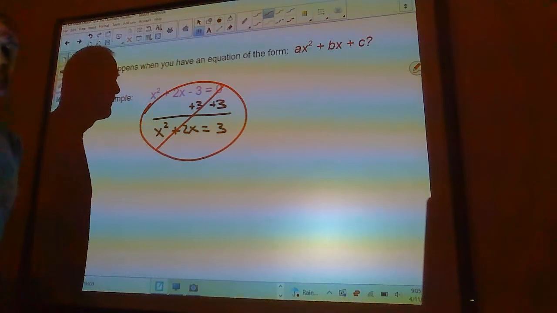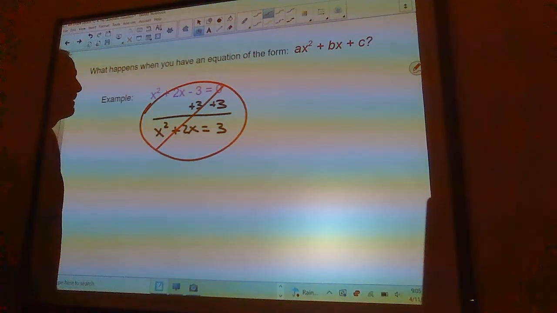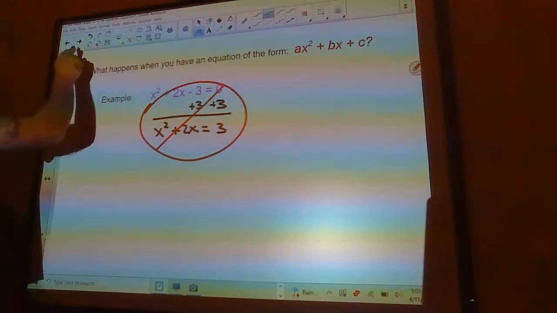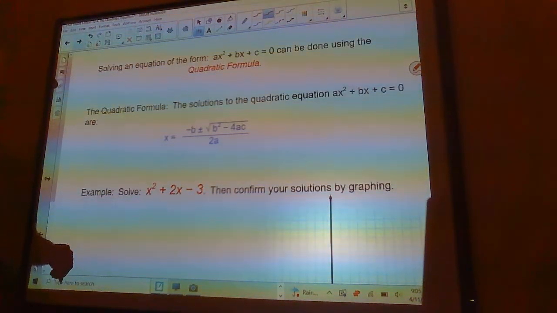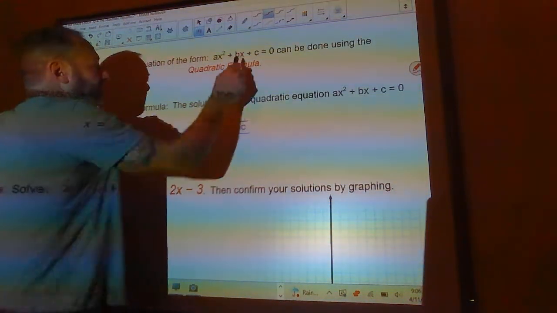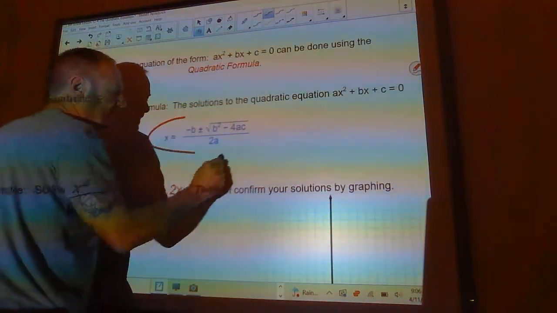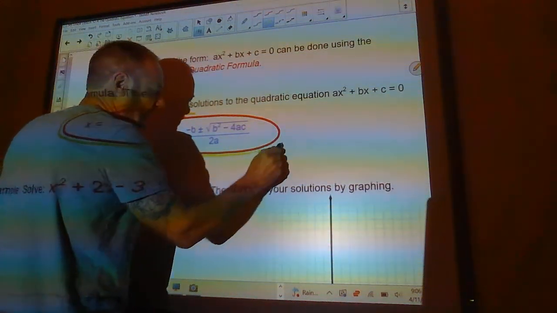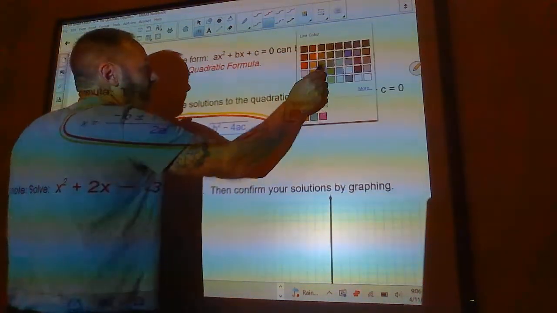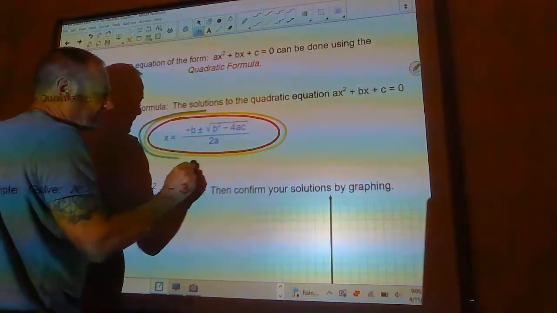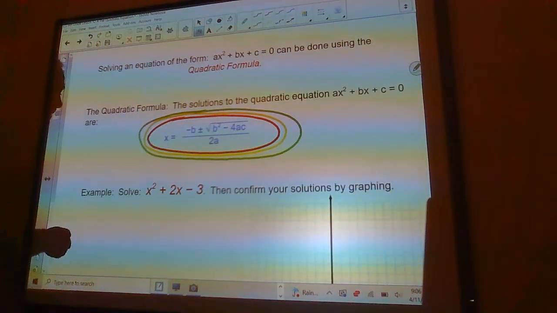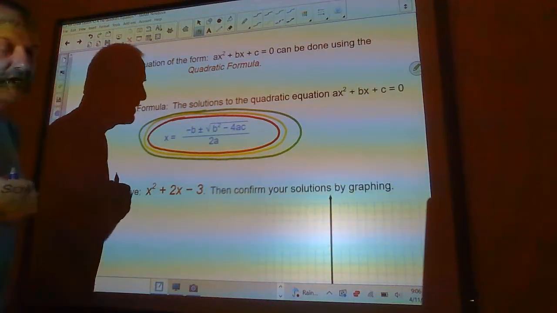The first way is probably the best way because it's a little long, but it works every single time, and it gives you the exact answer. That's the quadratic formula. This right here is the quadratic formula. You need to know this for all the math that you're going to do for the rest of your math career. So make sure that you memorize that formula, and I'm not joking. You will need to memorize that. x equals negative b plus or minus the square root of b squared minus 4ac all over 2a.